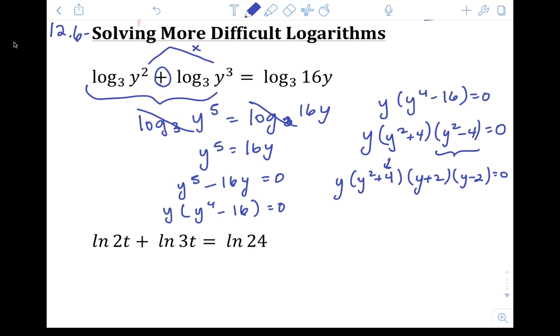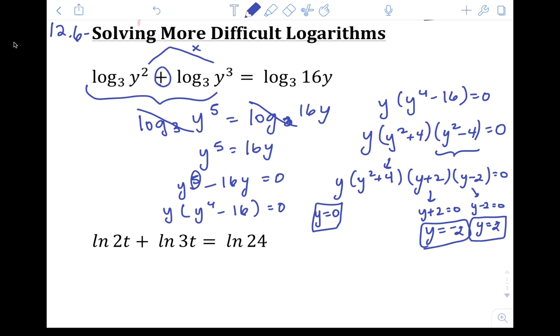Let's see what I mean. If you set each of these equal to 0, there's one of them. There's another. Third. Remember what we learned about polynomials? Biggest exponent is how many you're looking for. We've got 3 out of 5. So where are the other 2 coming from?